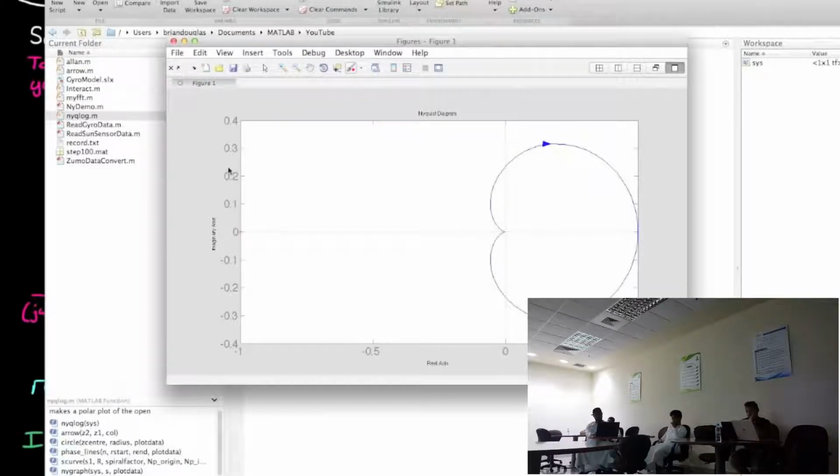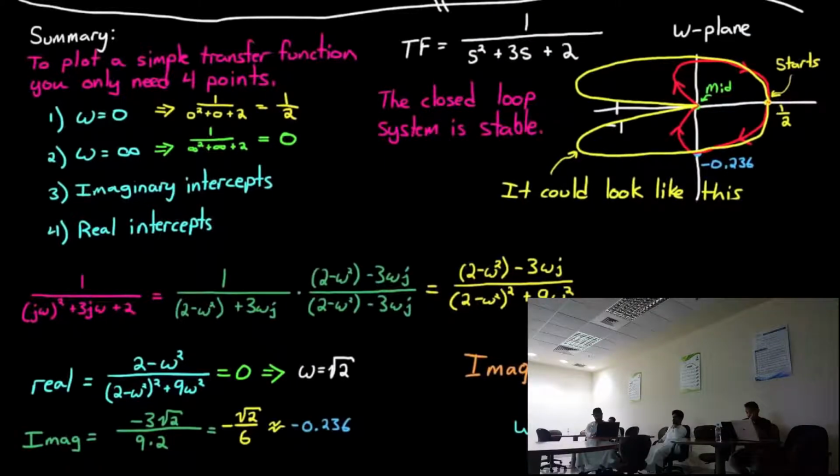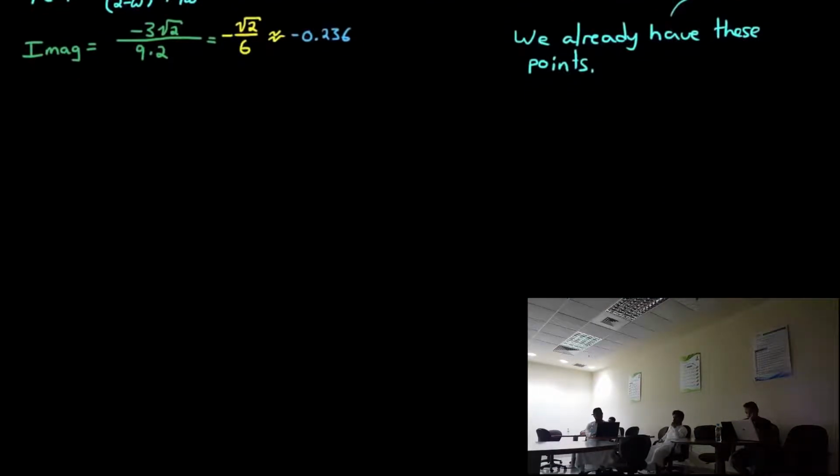Now, a more complex transfer function is difficult to do in this method because you'll have several imaginary and real crossings. But if you're trying to assess a complex transfer function, you'd be better off using a computer to draw it rather than estimate it by hand. And I'm going to show you an example of this at the end of this video.